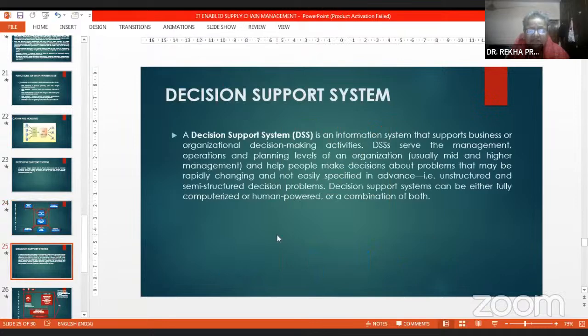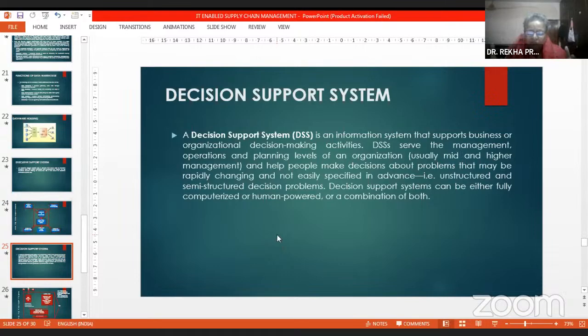Then you have the decision support system. It is for the middle level managers. A decision support system is an information system that supports business or organization decision making activities at the middle level, like, for example, someone such as a CEO or MD. This is for the functional manager, whether he or she is in finance, HR, operations, or marketing.